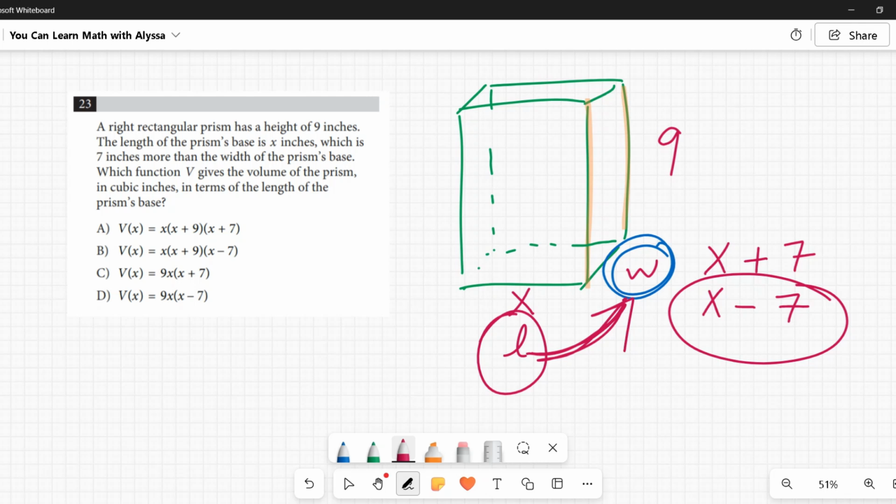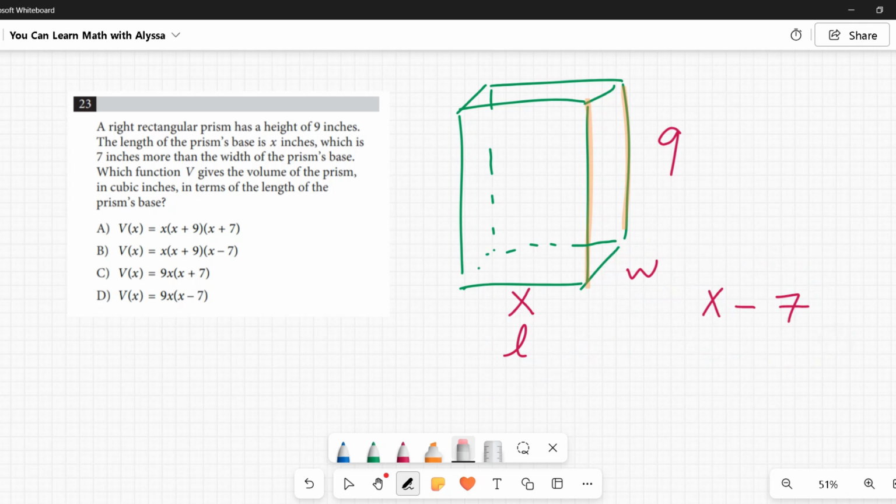This is so easy to get tripped up on. Please read these problems carefully. They love disguising problems that you've done 1,000 times, but putting different verbiage and wording to trip you up. They love it. Don't let them do it. Okay, so the length is 7 more than the width, so the width is 7 less than the length. So it is x, the length, minus 7. It is 7 less.